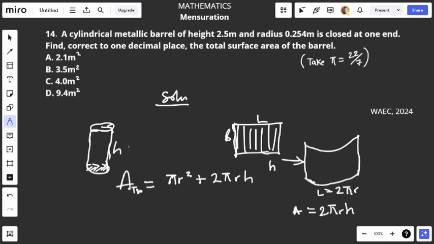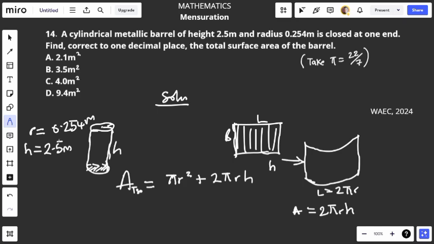Having explained that, let's write out our parameters. We know that r equals 0.254 meter, and our height h equals 2.5 meter. Note the reason the unit for area is always squared is because you are multiplying two units of length. Meter times meter gives you meter squared.